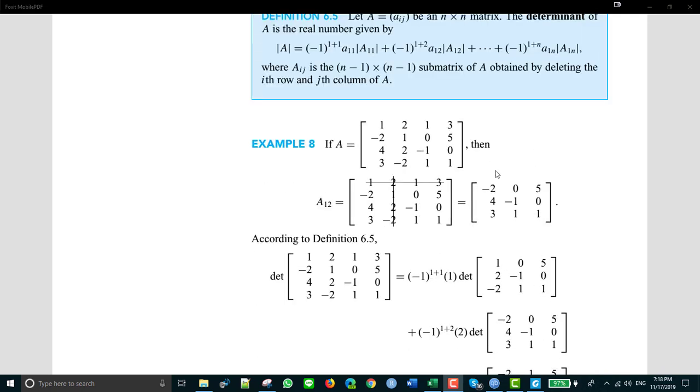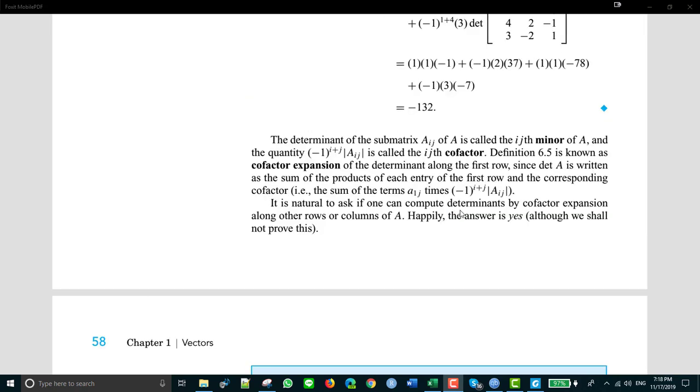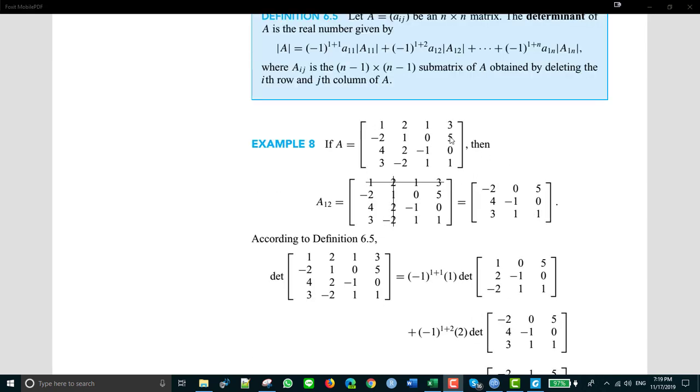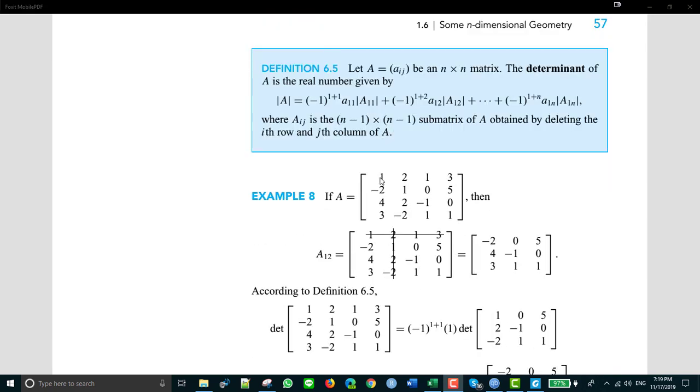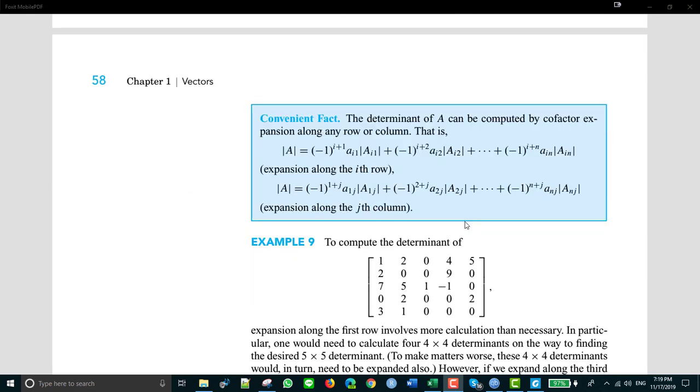And this definition that we just looked at is called the cofactor expansion of the determinant along the first row. We did expand it along the first row. We crossed out this and this, and we did this one, we crossed out this and this. So we're expanding across the first row. Then she says it's natural to ask if one can compute determinants by cofactor expansion along other rows or even other columns. And the answer is yes, although they don't prove it.